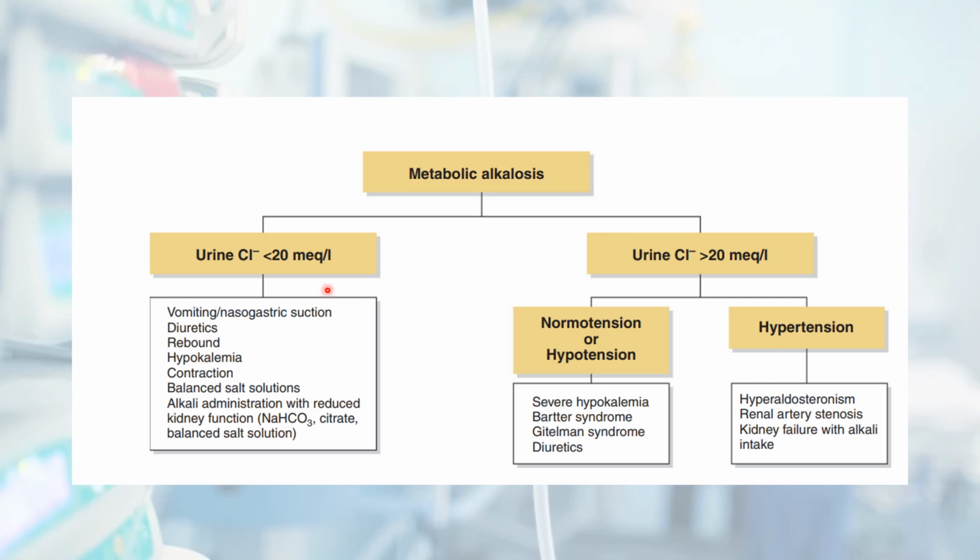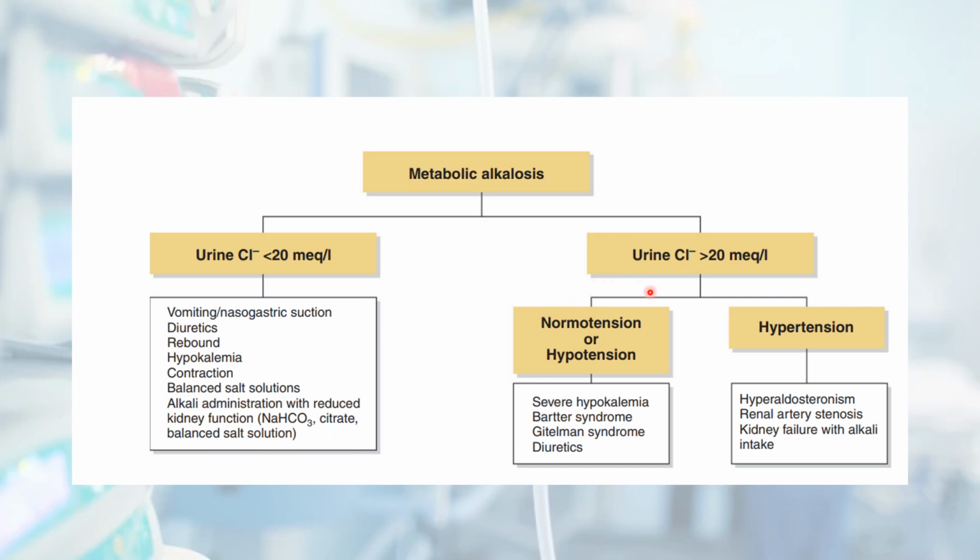If the urine chloride level is less than 20 milliequivalents per liter, that is due to volume loss. The cause could be vomiting or nasogastric suction, diuretics, rebound after hypercapnia, contraction, balanced salt solution, alkali administration, and with reduced kidney function, citrate and balanced salt solution.